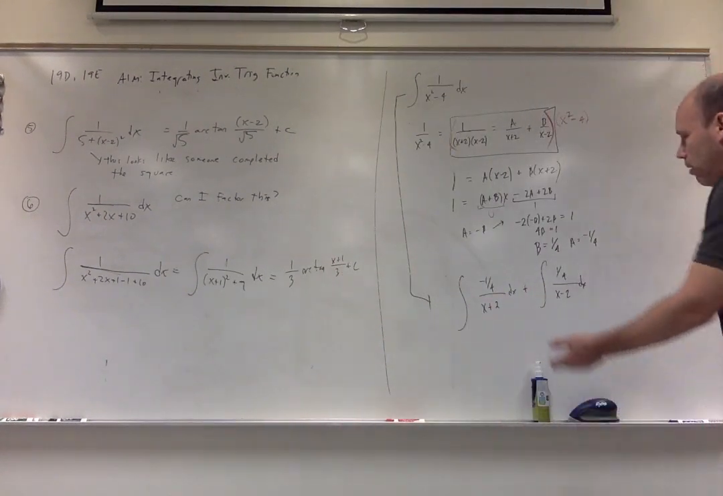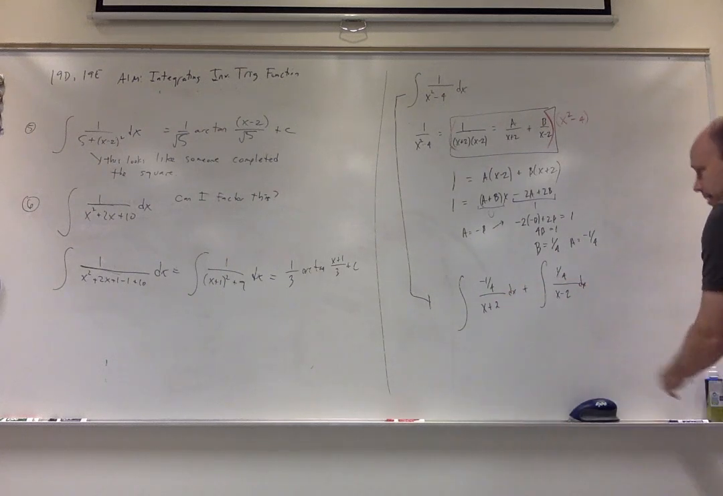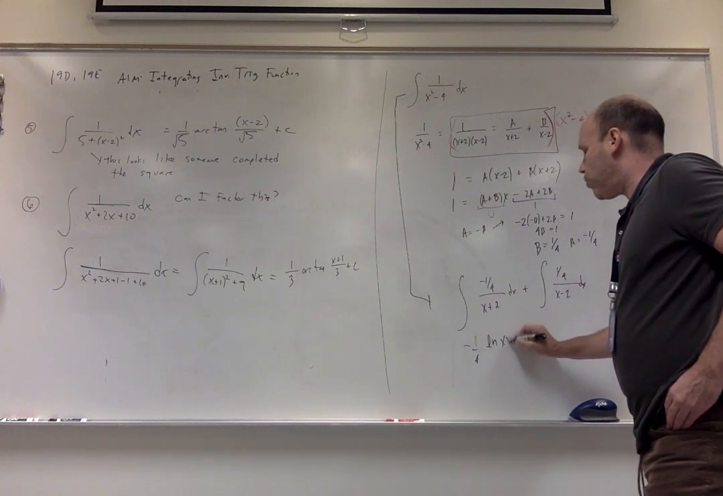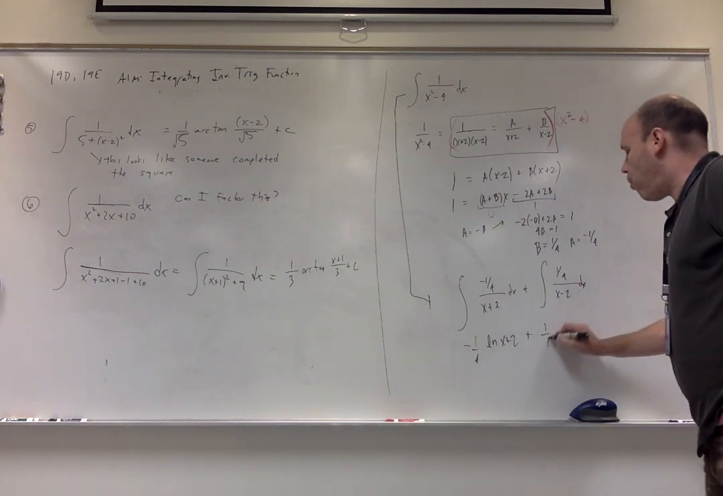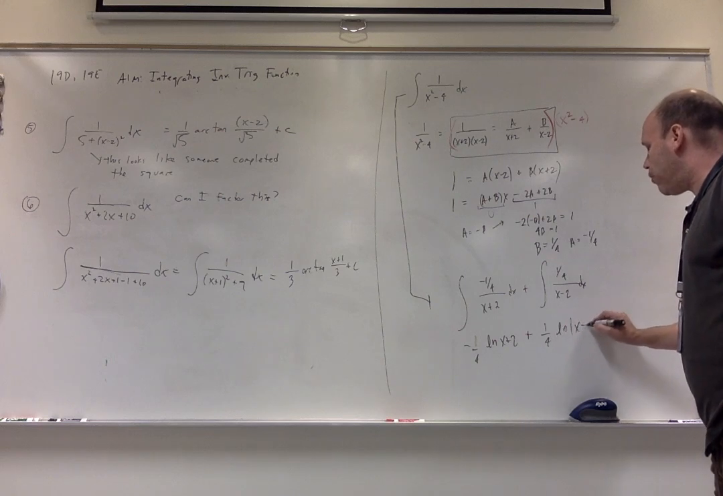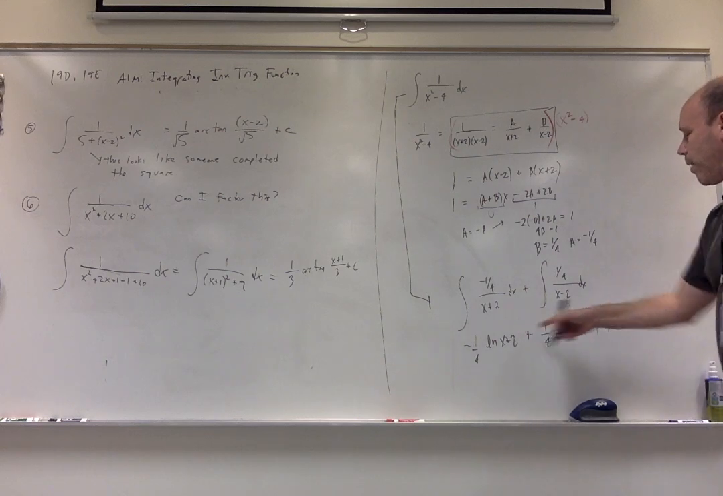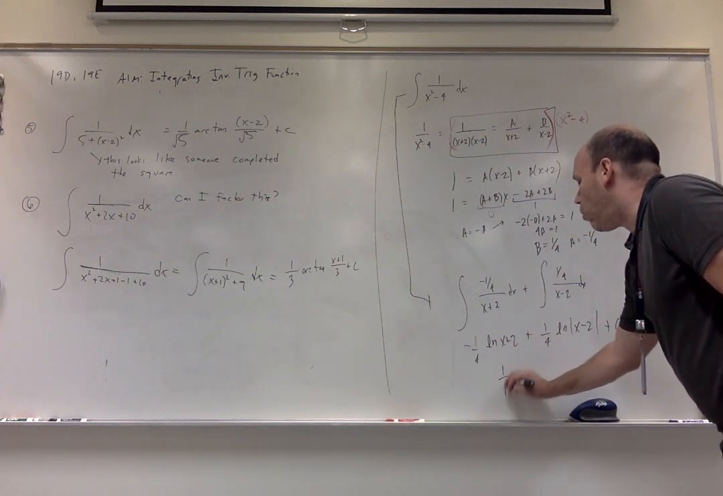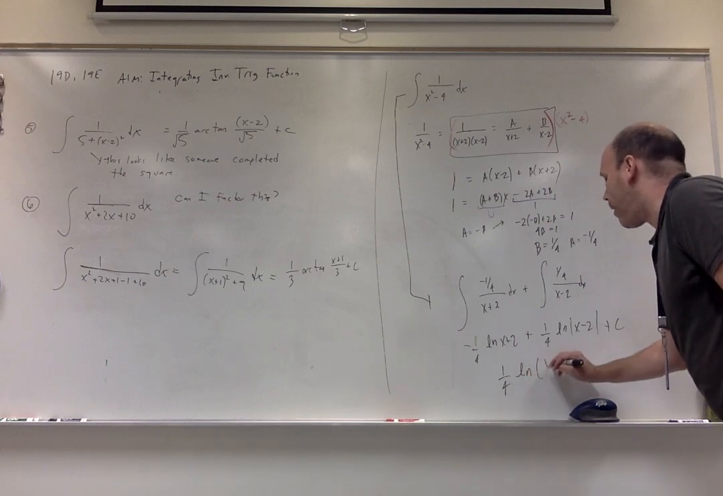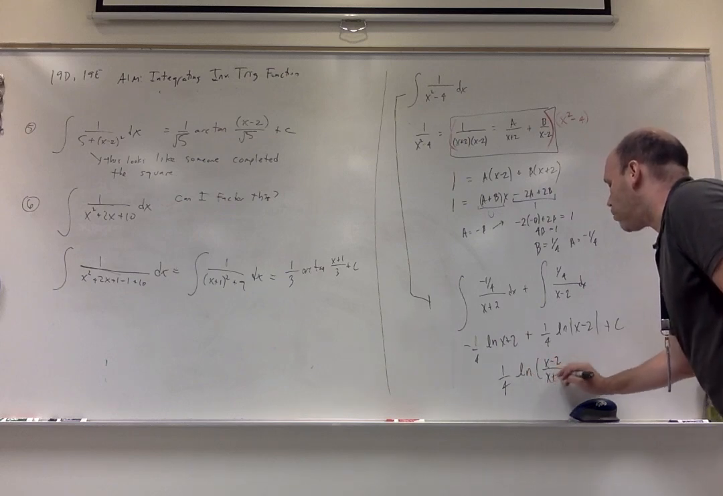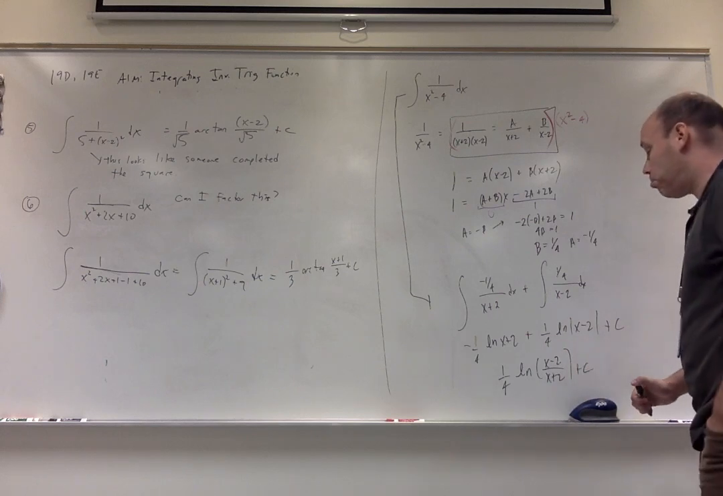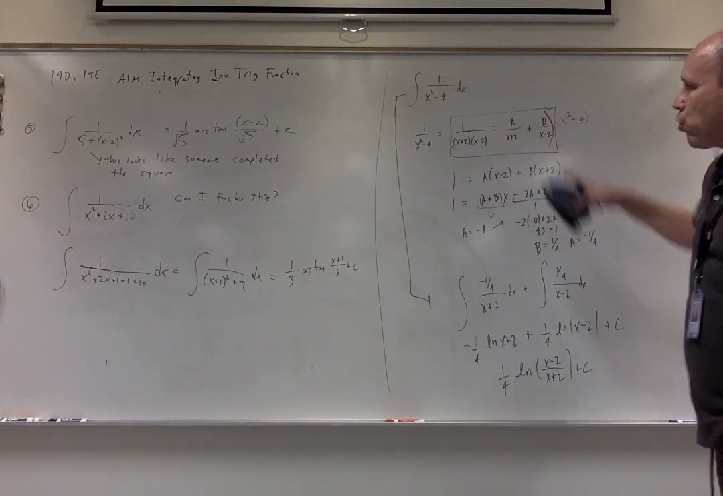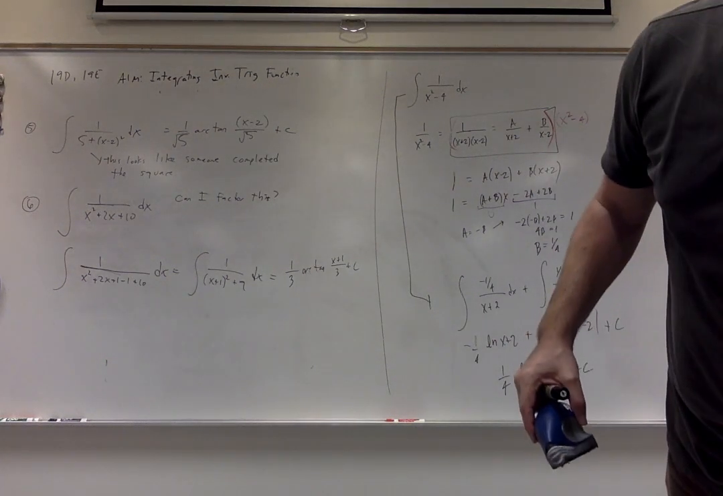Well, this is back to basics. Negative 1/4 ln of x plus 2 plus 1/4 ln of x minus 2 plus c. Who sees how I can manipulate this? It's actually 1/4 ln of x minus 2 over x plus 2 plus c. That's the partial fraction decomposition. Let's try another example.